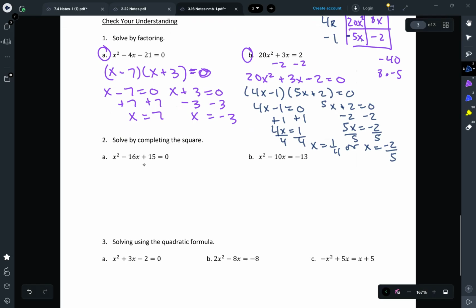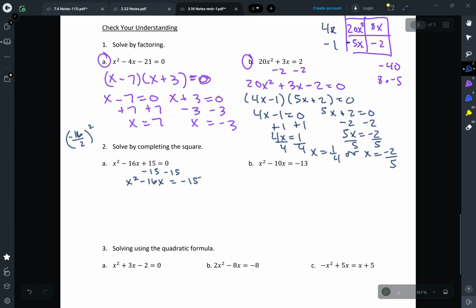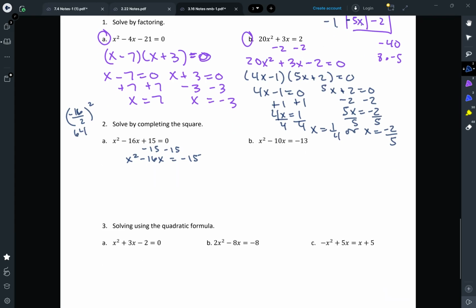All right, so the first one, I do want to subtract 15 on both sides. So I have x squared minus 16x equals negative 15. To figure out what number completes my square, I want to take negative 16, divide by 2, and then square it. So negative 8 squared is 64. So I'm going to add 64 on both sides. And my next step is to go ahead and factor. That's going to give me the quantity x minus 8 squared. Let's see, 64 minus 15 is going to be 49. Now we can square root both sides.